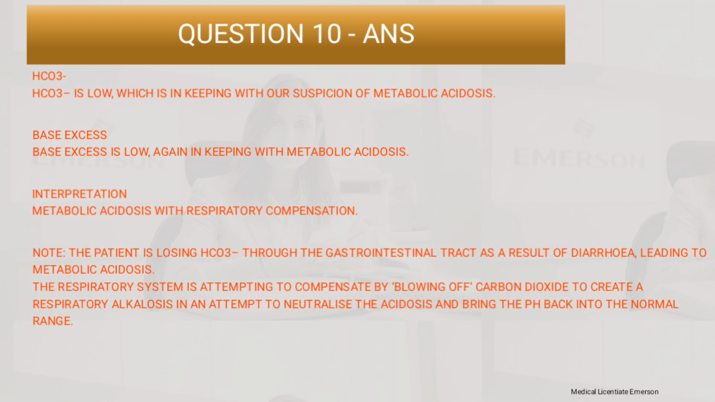Then you have to note that the patient is losing bicarbonate through the gastrointestinal tract as a result of diarrhea, leading to metabolic acidosis. Then the respiratory system is also attempting to compensate by blowing off carbon dioxide to create a respiratory alkalosis, in an attempt to neutralize the acidosis and bring the pH back into the normal range.